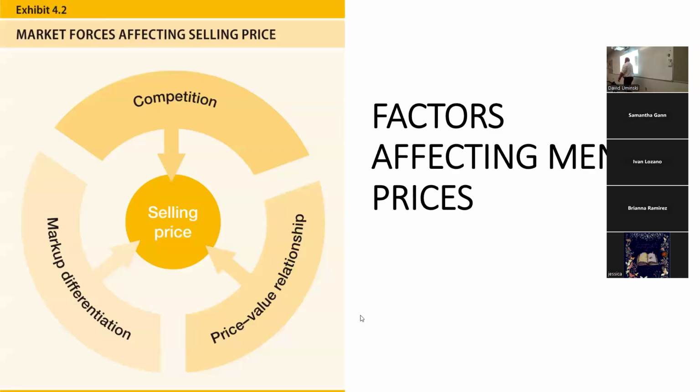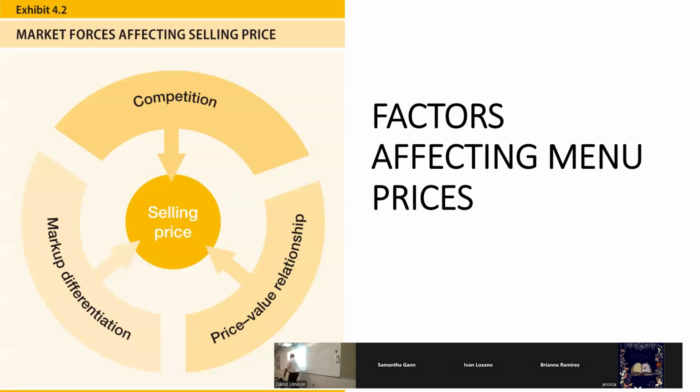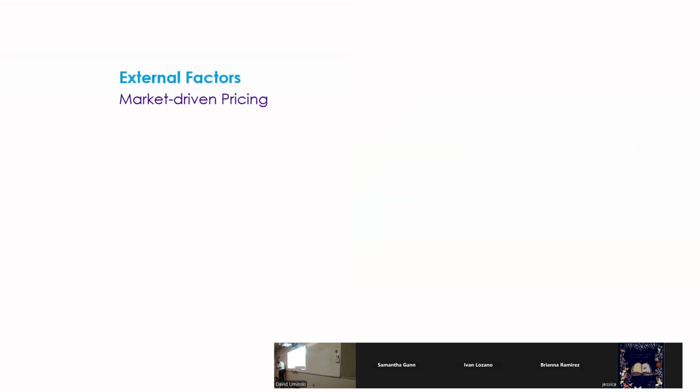So different things that impact our menu selling price, what we sell our items for. One of those is the market. What do we mean by the market? When you hear the word market, what do you think? Place that sells things. Okay, yeah, you think of a place that sells things like a farmer's market or a grocery store. When we talk about the market, what we're talking about is a specific area.